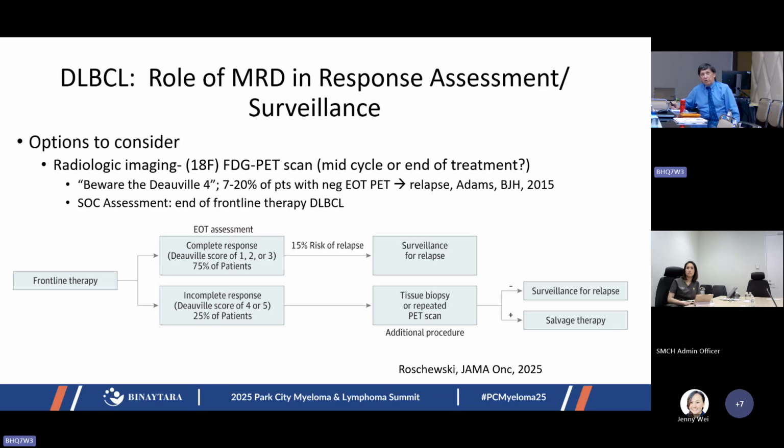So this is a model. And I say, beware the Deauville 4, because if you have someone like the case presented this morning, with a Deauville 5, an SUV of 20, and then it goes down to an SUV of 5, you say, well, that's a Deauville 4. And is that disease or is that just ongoing activity? And it was hard to know what to do with those patients.